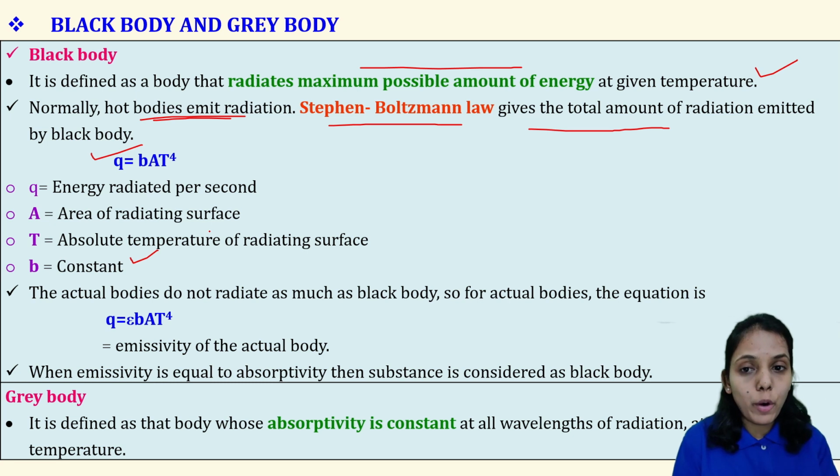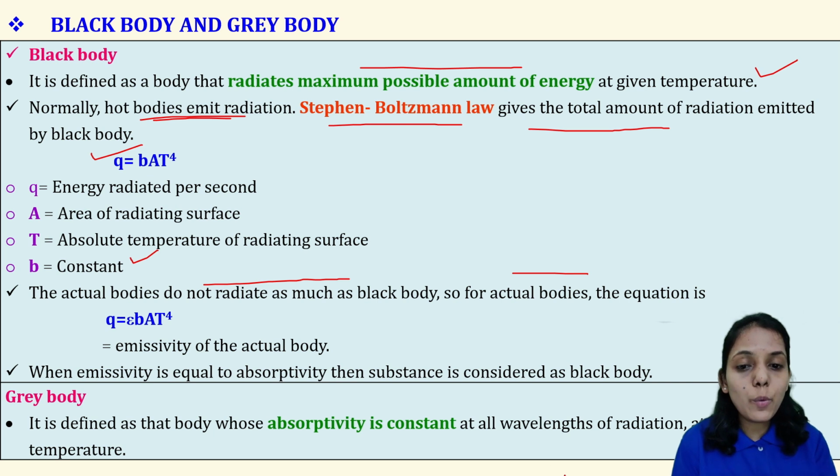But these are for black bodies. Actual bodies do not radiate as much as black bodies, so for actual bodies the equation has a little variation. That is Q is equal to epsilon, and the rest of the equation is the same, that is B into A into T raised to 4. Here epsilon indicates the emissivity of that actual body.